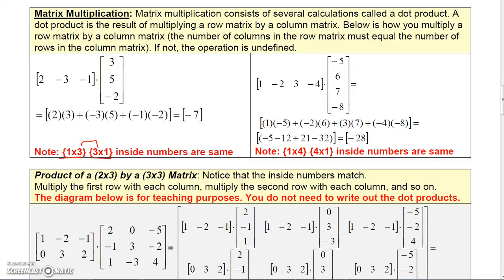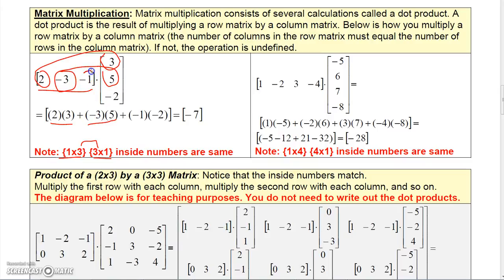So to multiply a row by a column, a row matrix by a column matrix, it's pretty simple. You just take the first entry in the row and multiply it by the first entry in the column. So that would be 2 by 3. And then take the second entry in the row and multiply it by the second entry in the column. That'd be negative 3 times 5.